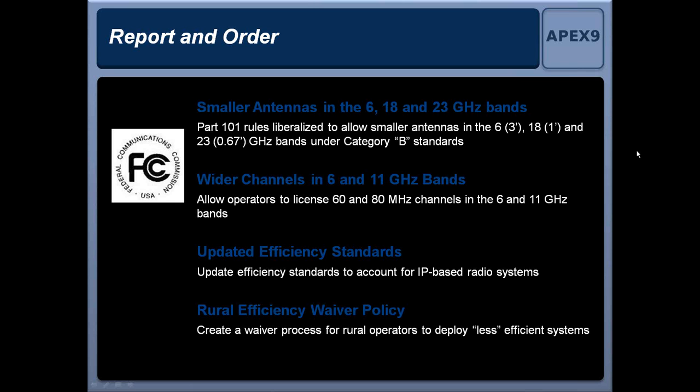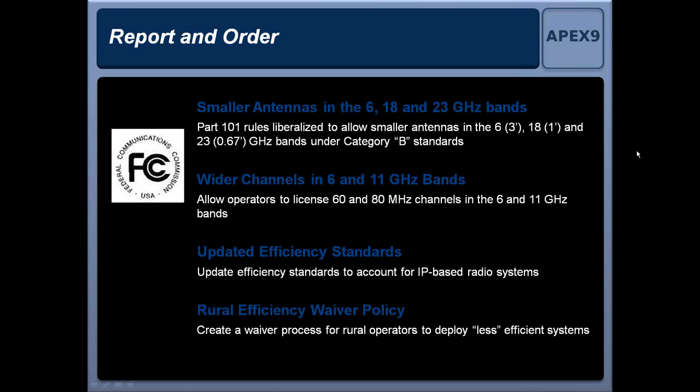In addition, for more urban or suburban settings, 18 gigahertz had a minimum 2-foot rule prior to this report and order, and 23 gigahertz had a minimum 1-foot rule. And given how a lot of these links are maybe half a mile or 1 mile deployed in urban environments or densely populated areas, allowing for smaller dish sizes in 18 and 23 gigahertz under the Category B standard also makes things more advantageous for deployment. So this is, in my opinion, a very huge development and something that's really going to help facilitate more widespread broadband deployment in definitely the rural areas.